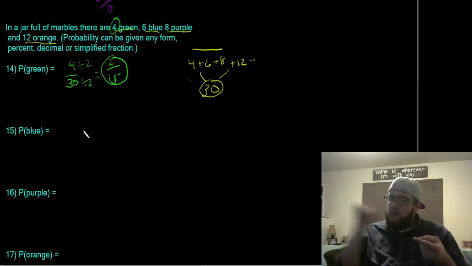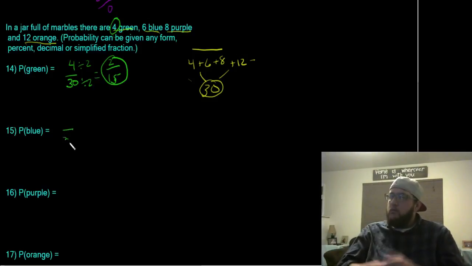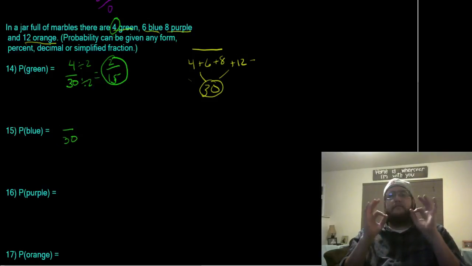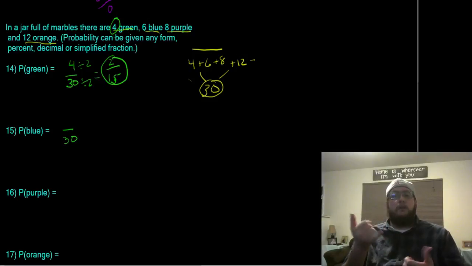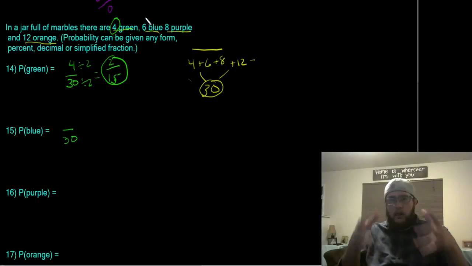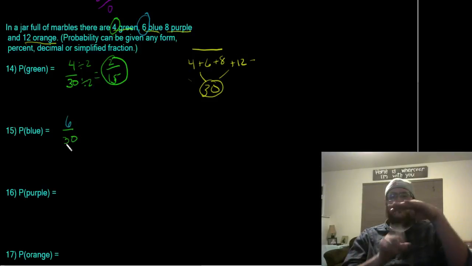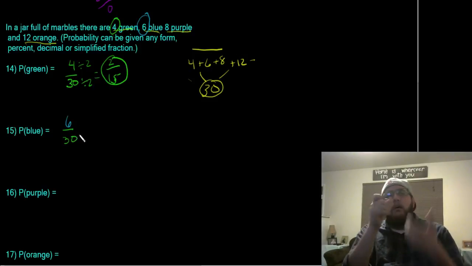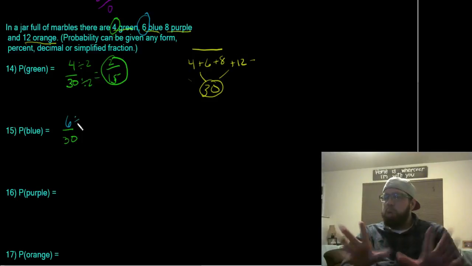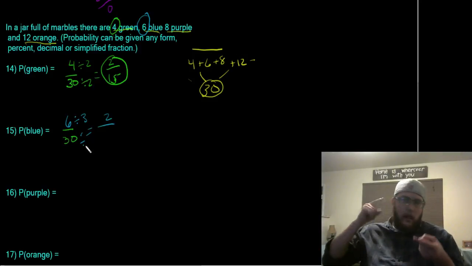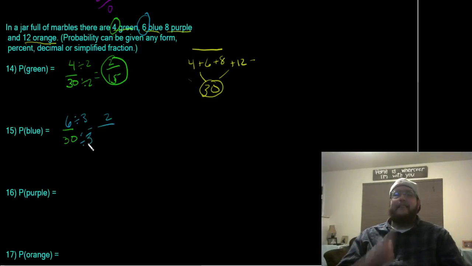Now let's look at blue. Again, we're going to be over 30 because it's the same total each time. I'll go ahead and select the blue color. And it says we have 6 blue. And I know that I can divide 3 into both of these. I can probably divide something larger, but let's just start with the small number. 6 divided by 3 is 2. 30 divided by 3 is 10.